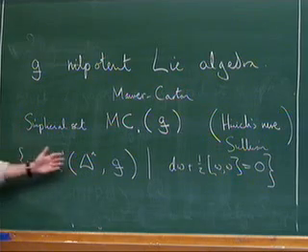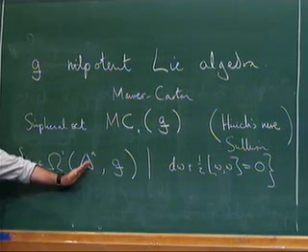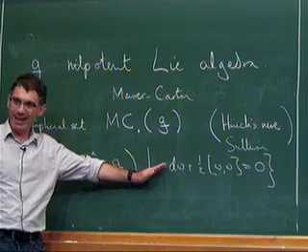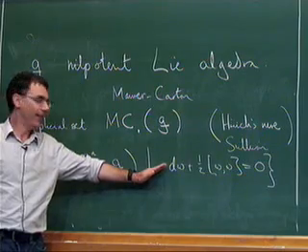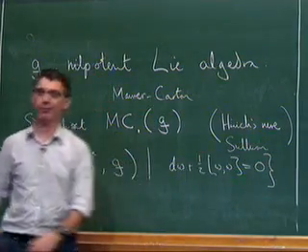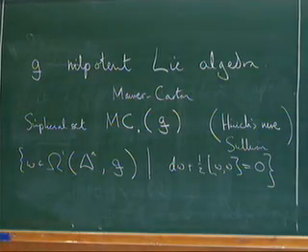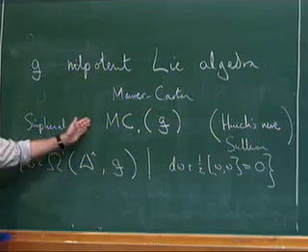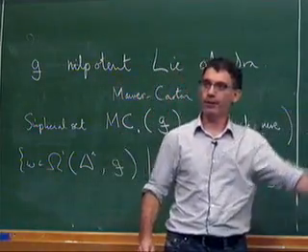For example, the face maps are just, if you restrict a connection to a face, and it was flat on the whole simplex, it'll be flat on that face, because this is a 2-form, and 2-forms restrict. So we have a simplicial set, and this simplicial set is not the nerve of a groupoid.